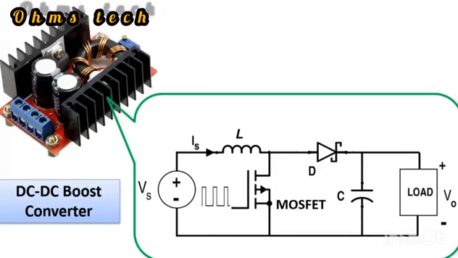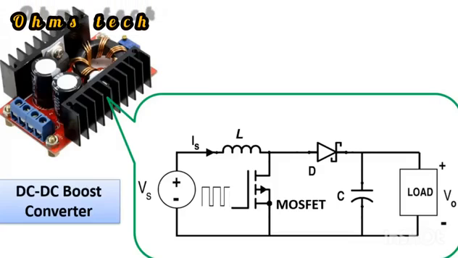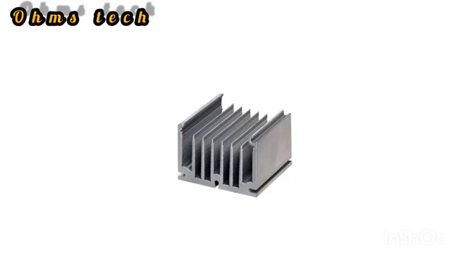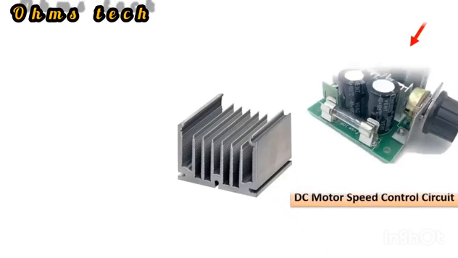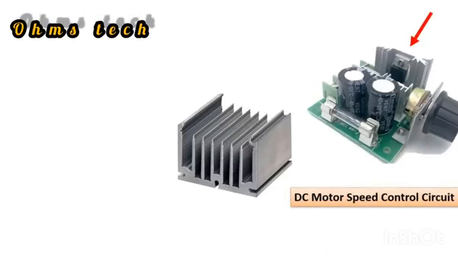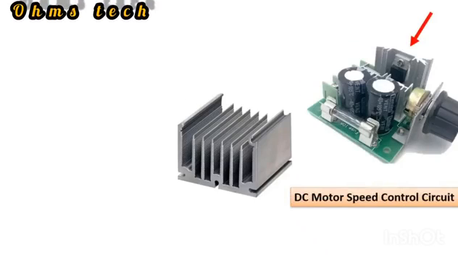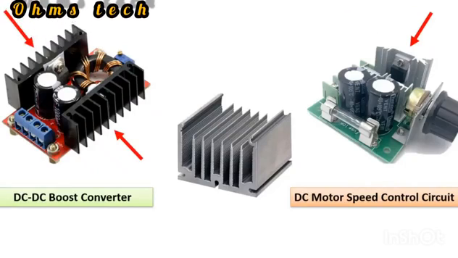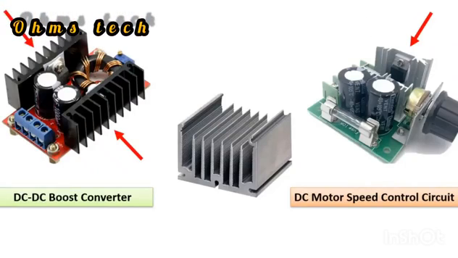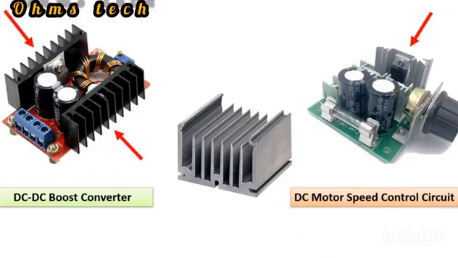DC to DC converters and motor drivers using MOSFETs naturally get hot because very high current flows through them. As such, they need coolers. We usually see MOSFETs in circuits fixed to heat sinks that will dissipate the heat, like you see here. For example, in the motor speed control circuit you see on the right here, there is a heat sink fixed to the MOSFET, which I show with the red arrow.